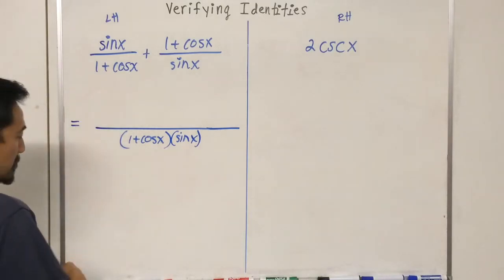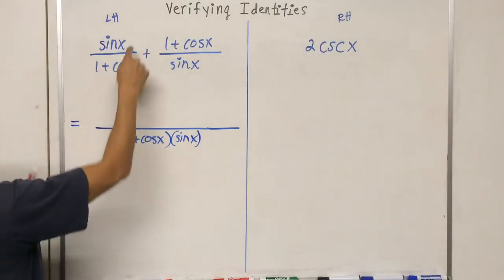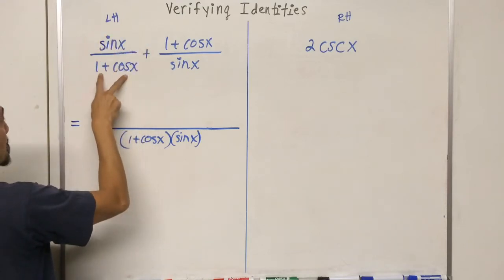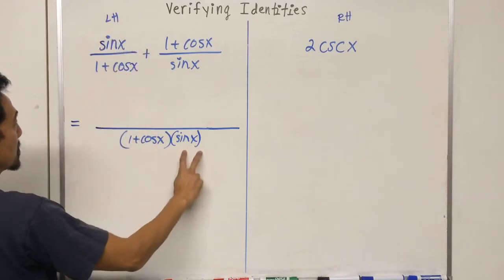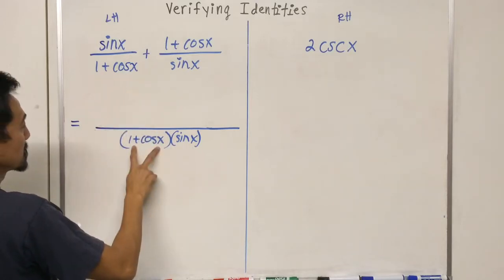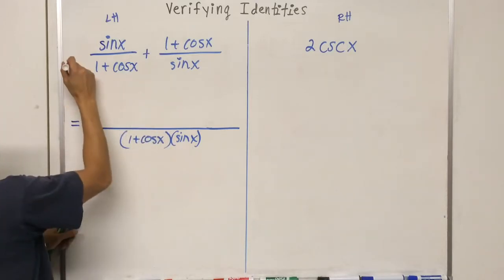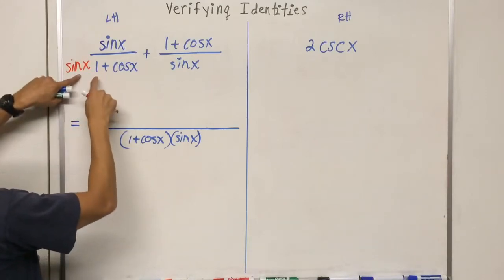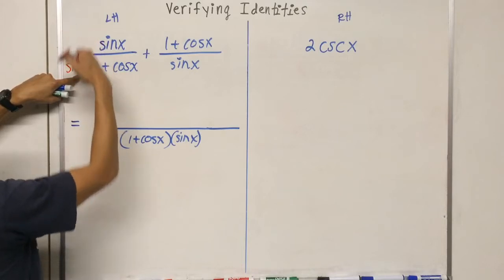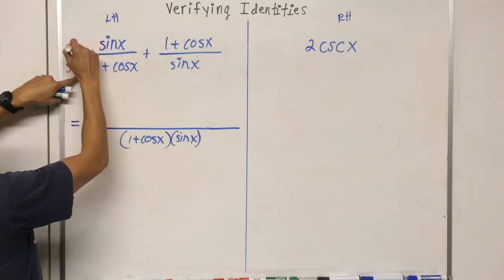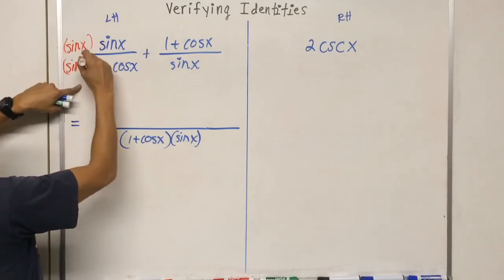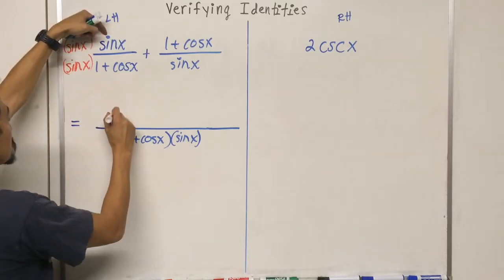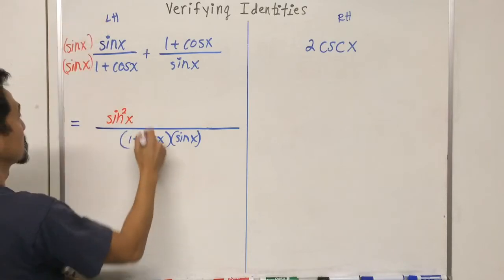Okay. Now, what would you need to multiply this fraction by in order to make its denominator look like this? It's already got 1 plus cosine, so it needs sine. But anytime you're working with fractions, you have to balance them top and bottom. So this is sine over sine, which is equal to 1. And now these two will multiply to give me sine squared x.